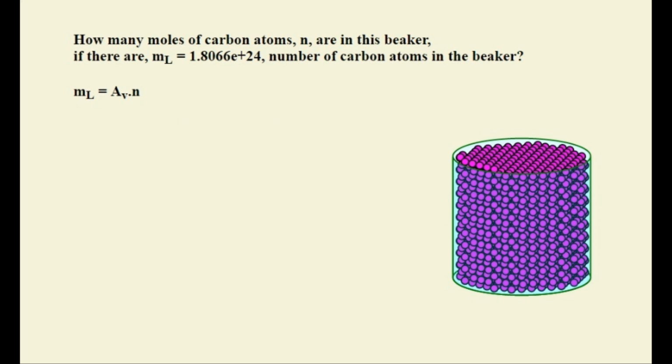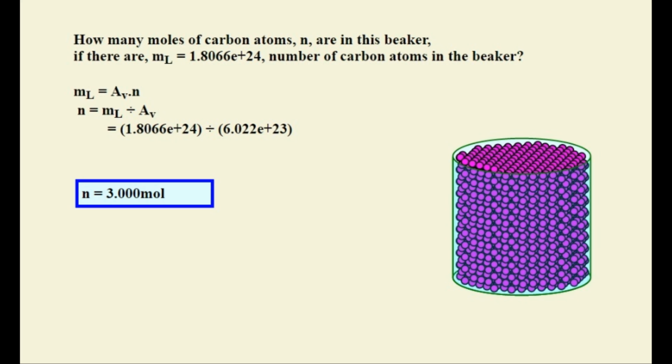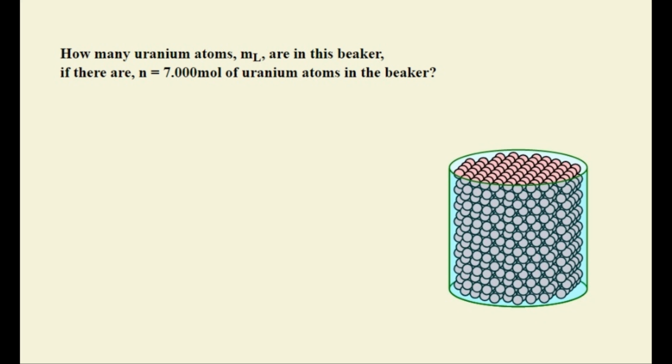It uses Avogadro's number, which is extremely large. We then manipulate this equation to make N, the amount of moles, the subject of the equation. Then we substitute these numbers in, which are both incredibly large numbers. And I hope that you're used to reading numbers in scientific notation. Then we get this answer, being a much smaller and rounder number. Notice that the answer isn't just 3, but 3 to 4 significant figures.